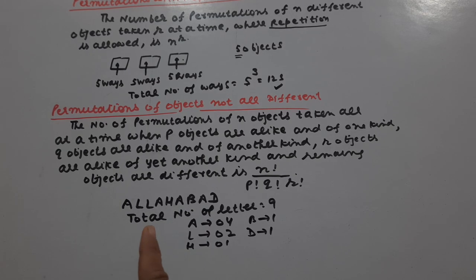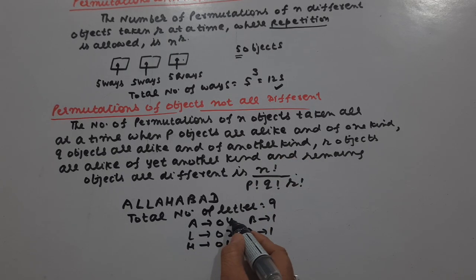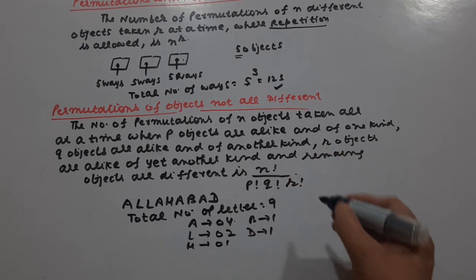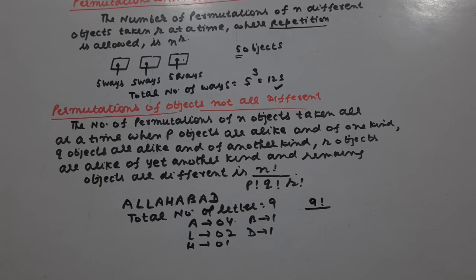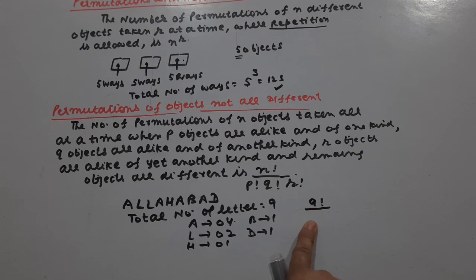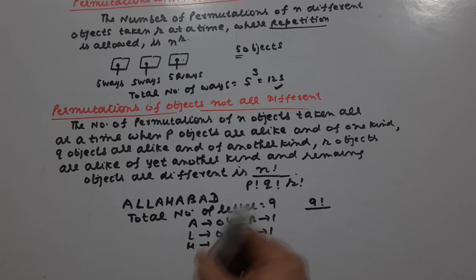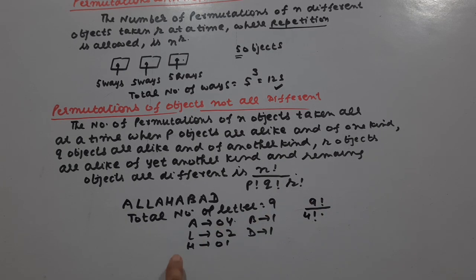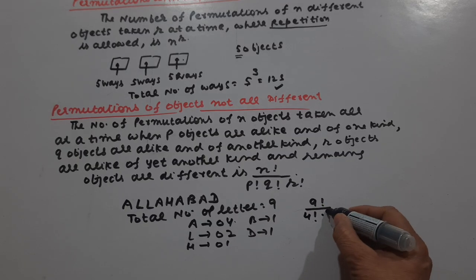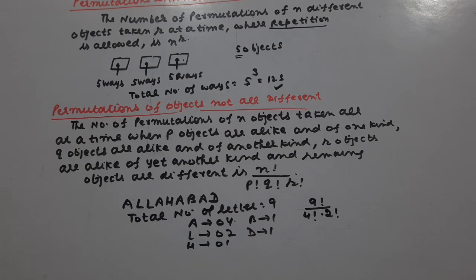Now, the number of different words that can be formed: here A is coming 4 times and L is coming 2 times. So according to this theorem, total letters are 9, so we write 9 factorial, and in the denominator we write the letters which are repeating. So A is coming 4 times, so we write 4 factorial. L is coming 2 times, so we write 2 factorial, like this. So total letters is 9, so we write 9 factorial in the numerator.